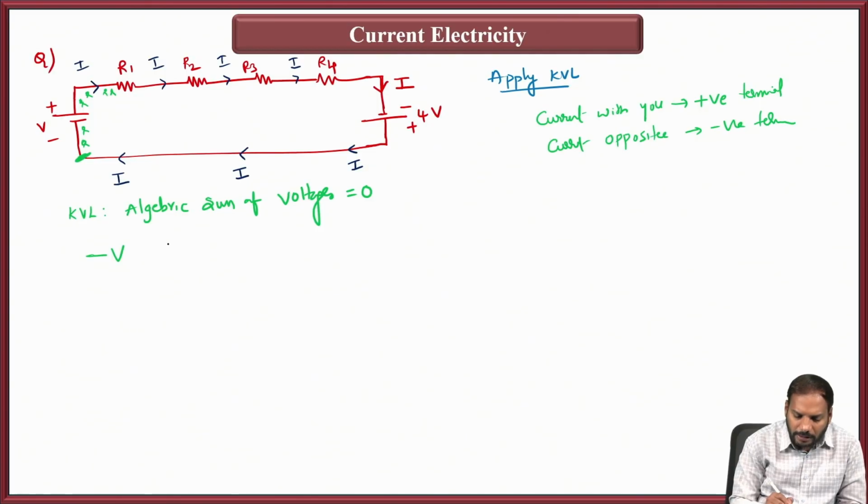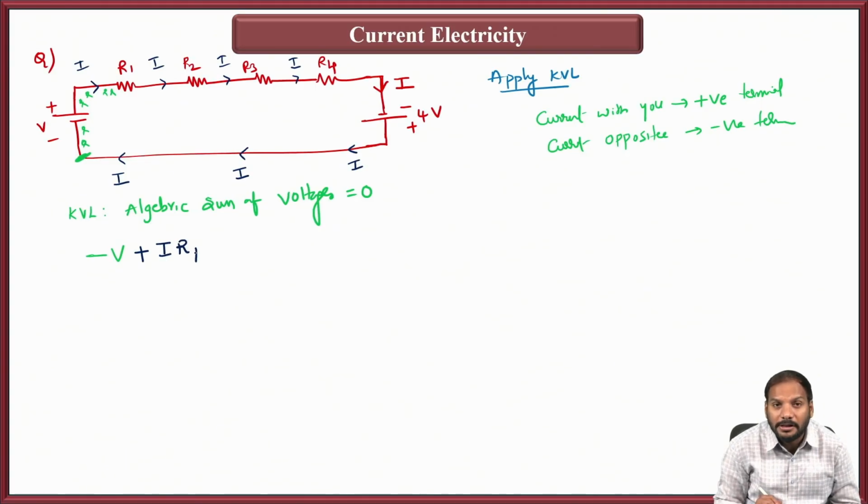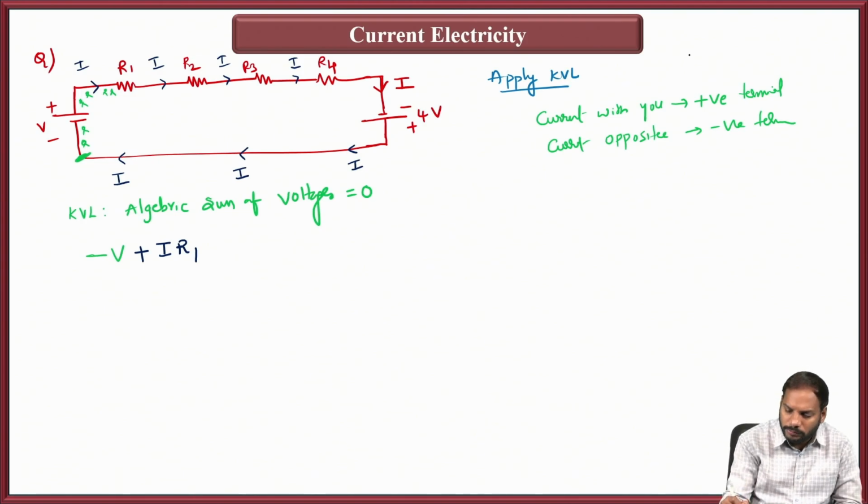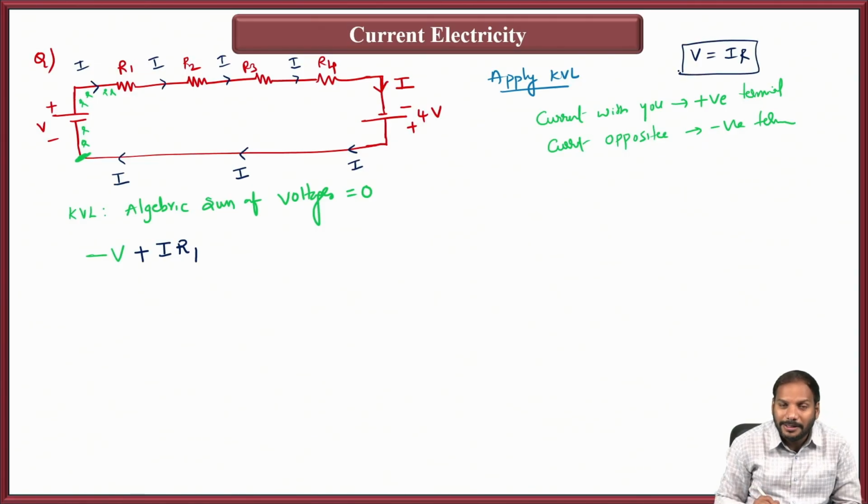Here at R1, the current I is coming with me. As the current I is coming with me, the drop across this R1 I need to consider as plus IR1. This is how I have written it using Ohm's law. You know that V is equal to IR. Everybody knows that. You can easily apply Ohm's law everywhere if you know the resistor value and the current flowing through it, to calculate the voltage drop.